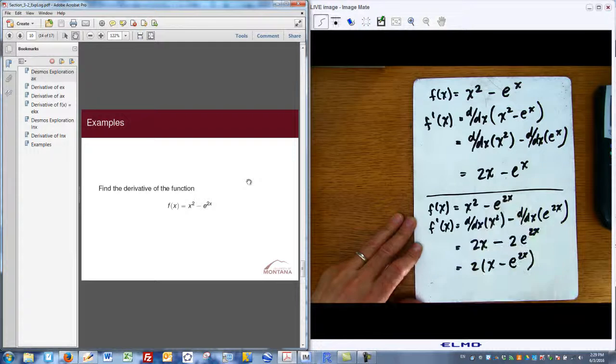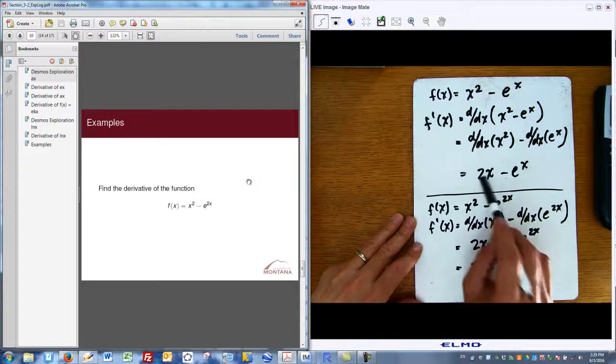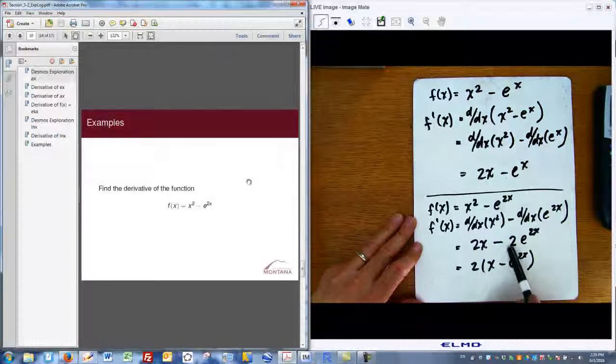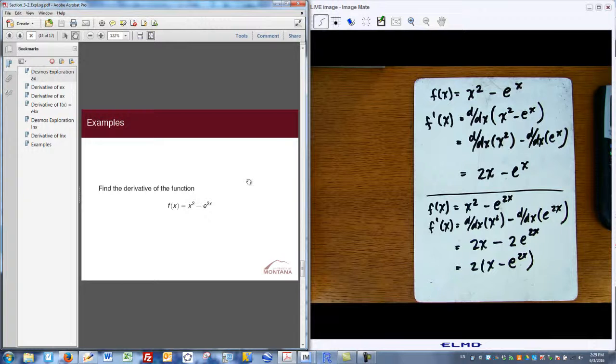So a little different here. 2x minus e to the x, 2x minus 2 e to the 2x. Of course, the 2 seems to have propagated both out in front and then stayed up in the exponent as well in the derivative.